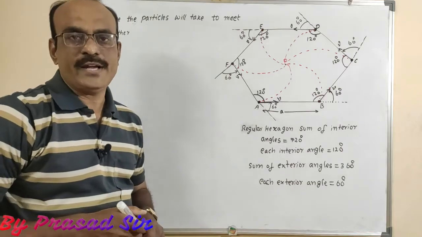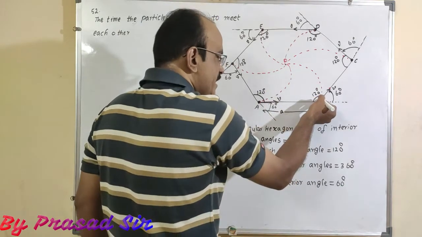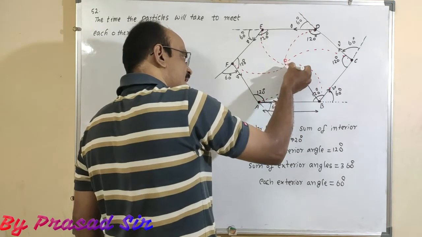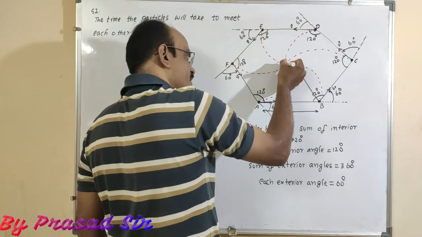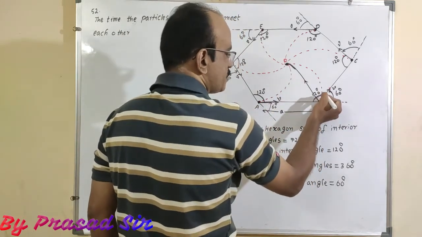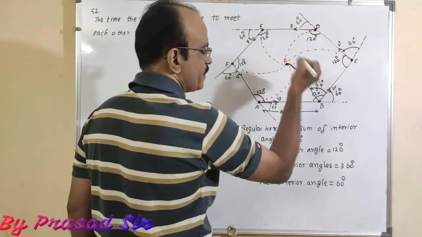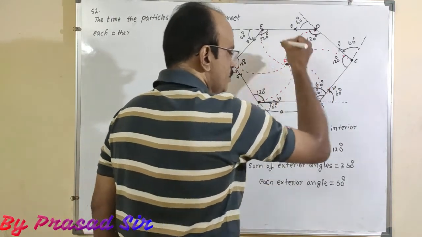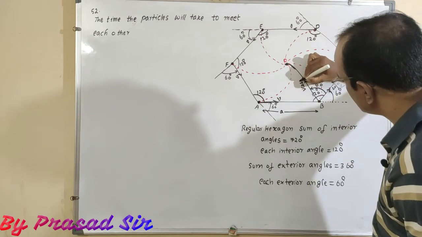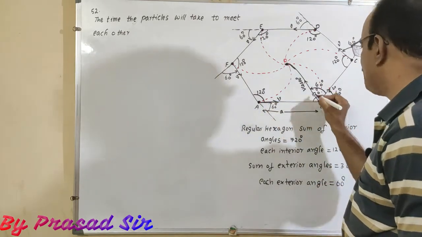So time required. How will you calculate the time? Listen properly. Suppose A moves in this direction, this is the direction to meet this particular point, that is O. So B moves in this direction. So what is the half angle here? 60 degrees, from here to here. So actually V moves here, and in this direction, the component is V cos 60 degrees. So A's direction is this side, B's direction is this side.